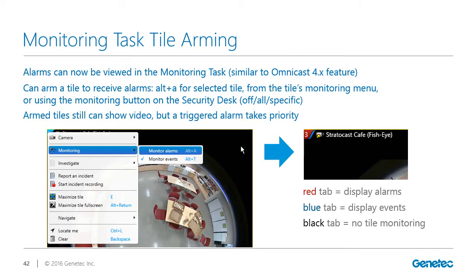Now, taking a look at the actual tab itself, you do have a visual notification here as well. So in the tile number, if it's a red tab, we are displaying alarms. If it's a blue tab, in this case we have the blue behind it, so we know we're also displaying events. So if a door forced event comes in and we've got a camera associated to that door, that can still pop up in this tile too. And of course, if it's a black or a gray tab, that means there's no monitoring being done on that tile whatsoever.